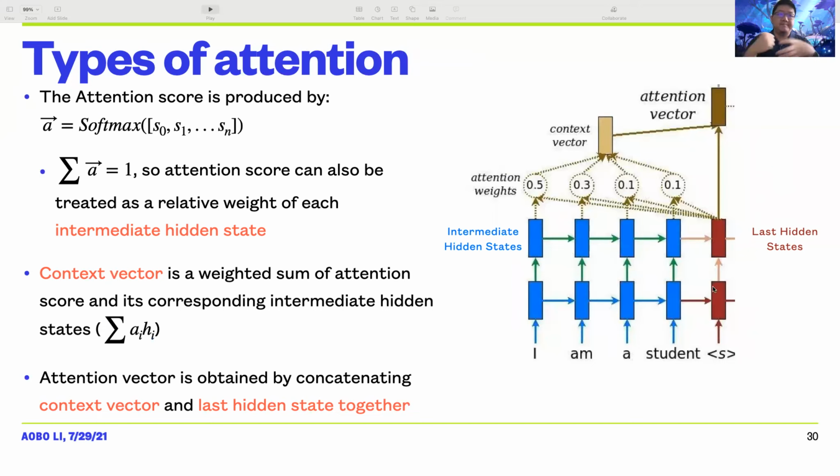intermediate hidden state. And the last step is that you produce a so-called context vector by multiplying the attention score by its corresponding hidden states, and you sum them up together into one context hidden state. And the attention vector is obtained by concatenating the context vector together with the last hidden state output HN.